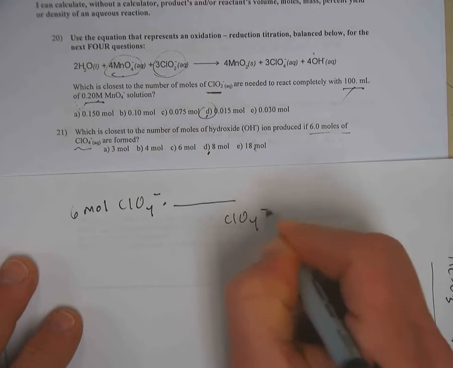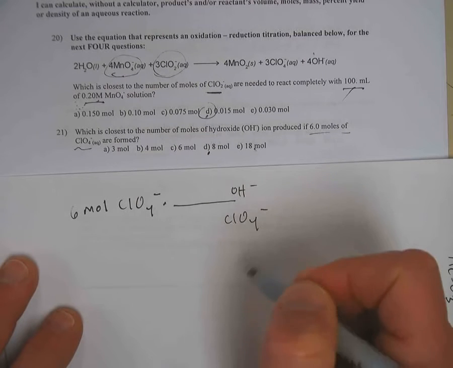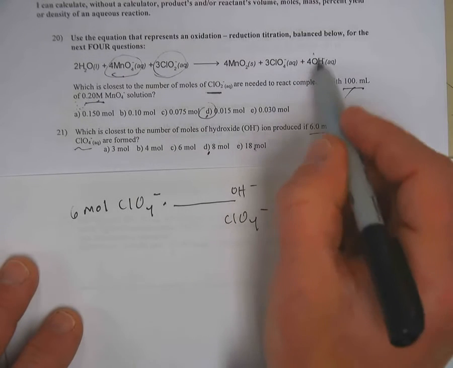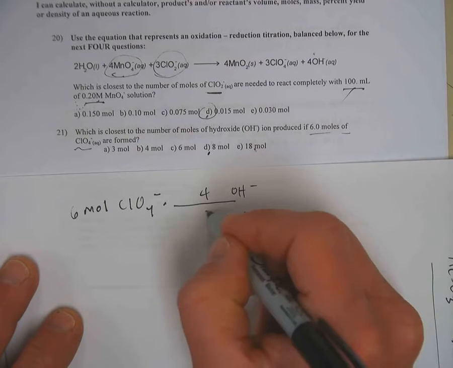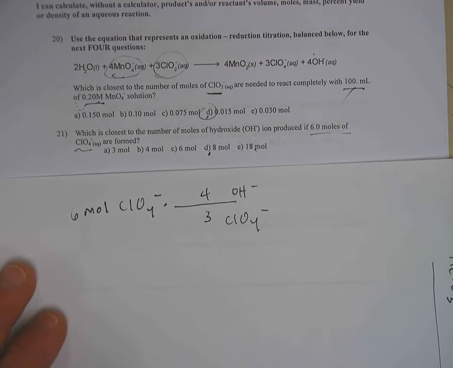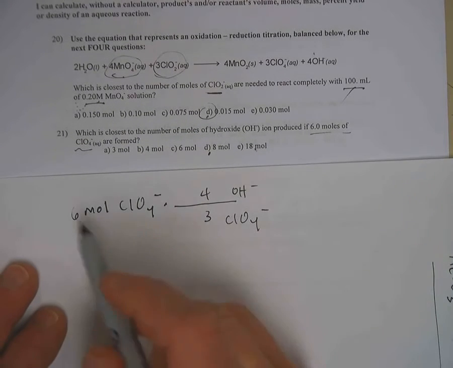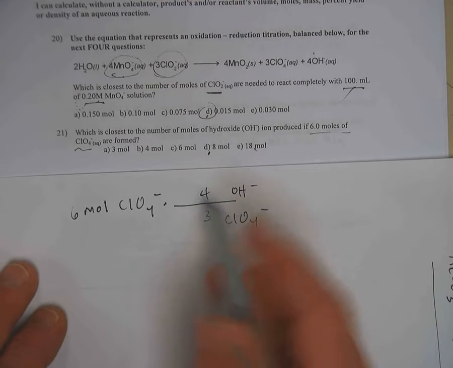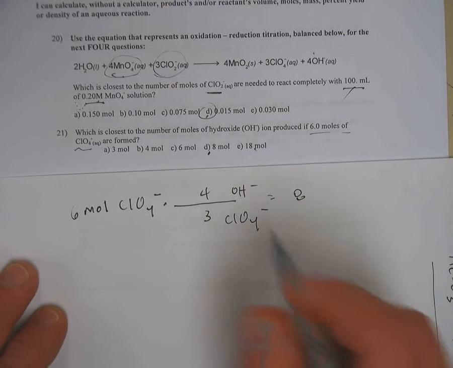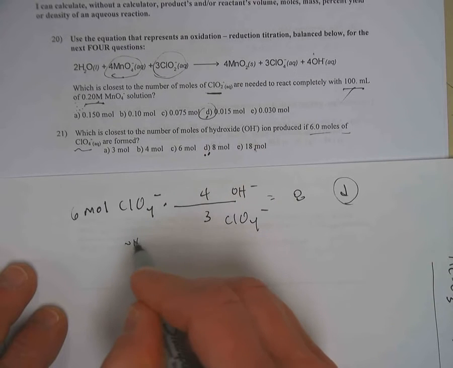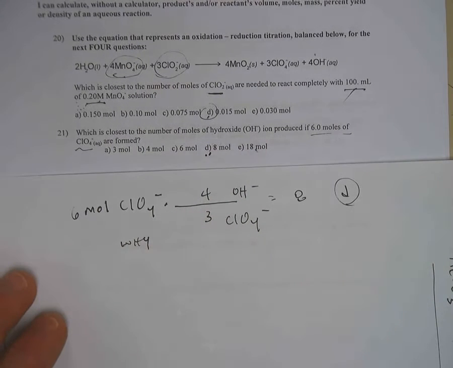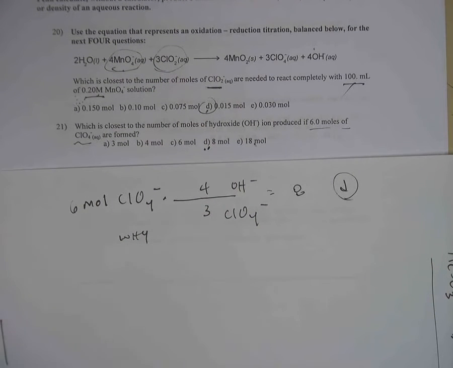So put ClO4 minus in a position where it's going to cancel. Put hydroxide as a new set of units. There's a 4 in front of the OH. ClO4 minus has a 3. And so 6 divided by 3 is 2, and 2 times 4 is 8. So 8 moles should form, which is D as in dog. Please write down why you got it wrong and what you'll do in the future to make sure that you don't get it wrong again.